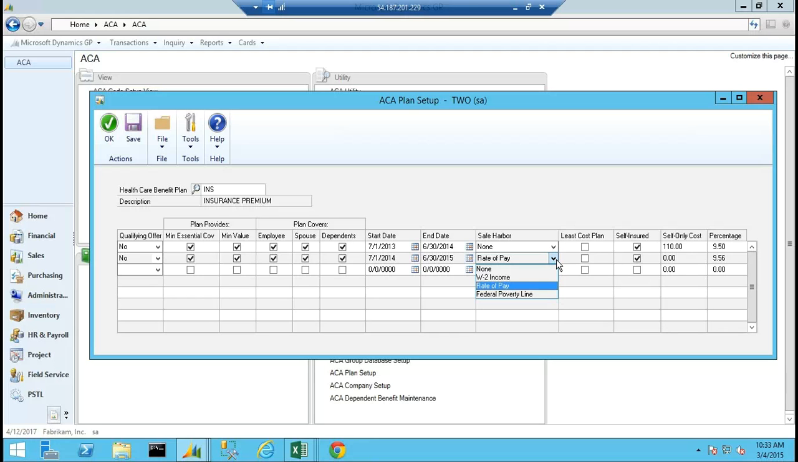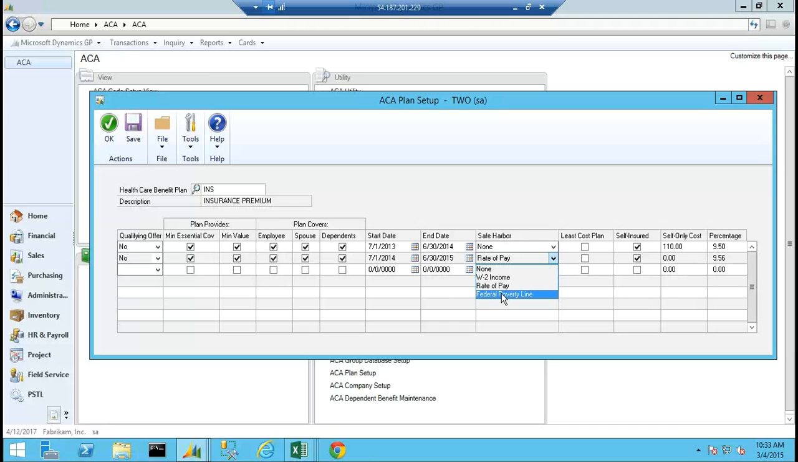And that's, you times that by 9.56 and divide that by 12, and that's where you get your $92.97. So these are the safe harbors that you have the ability to use to monitor that affordability aspect of the law.